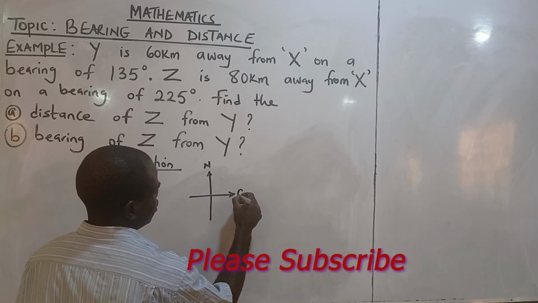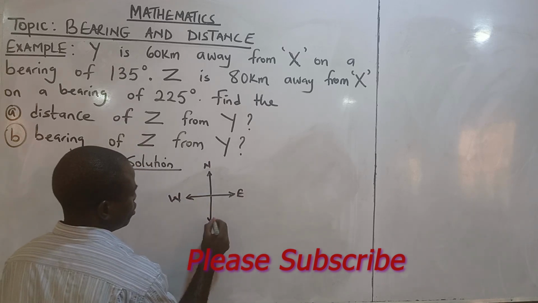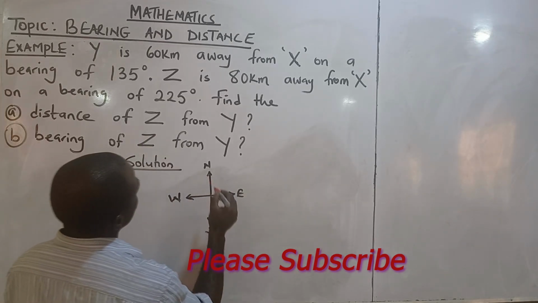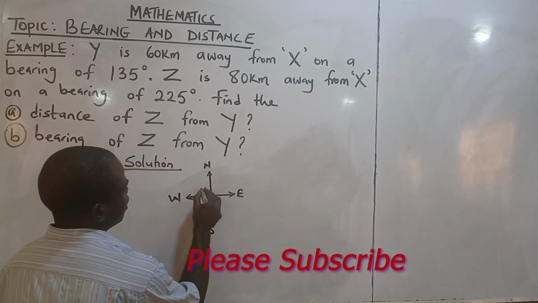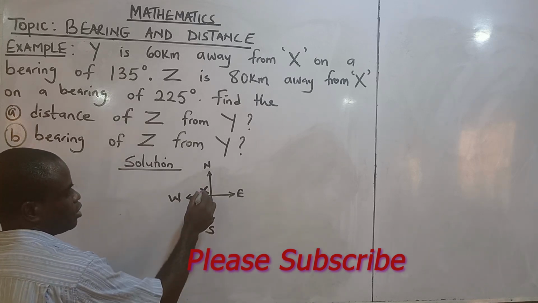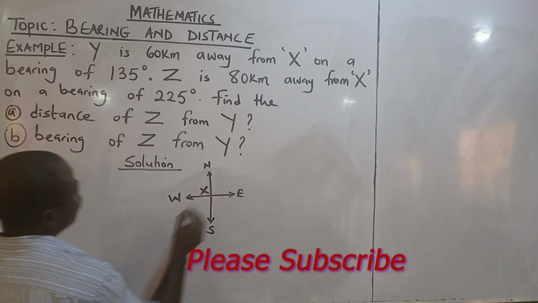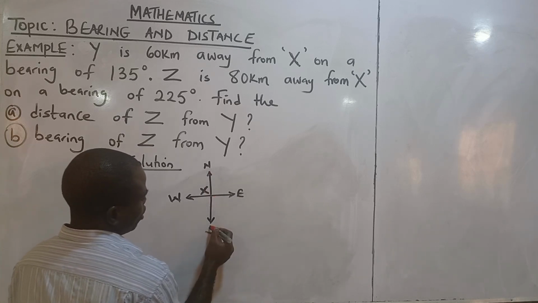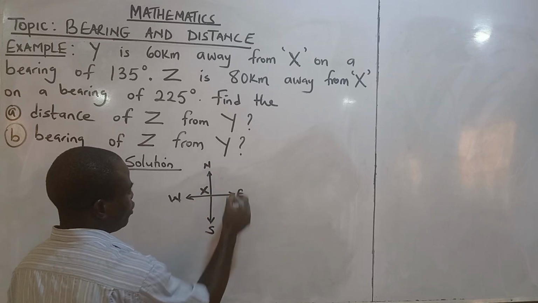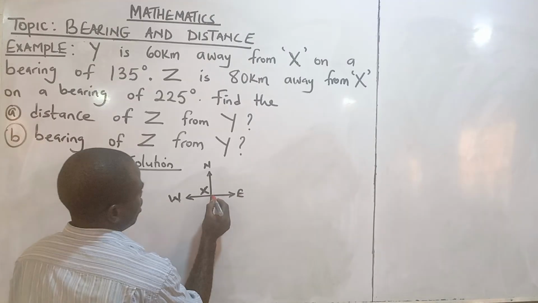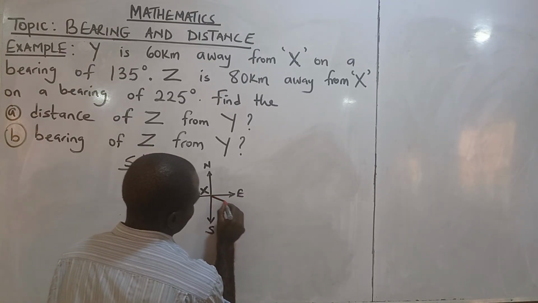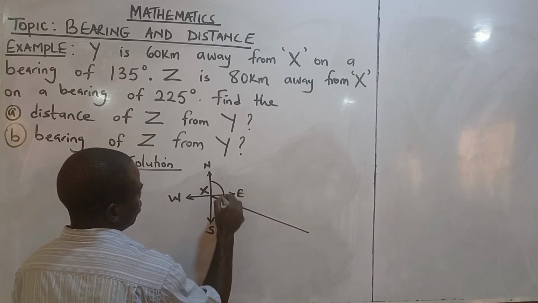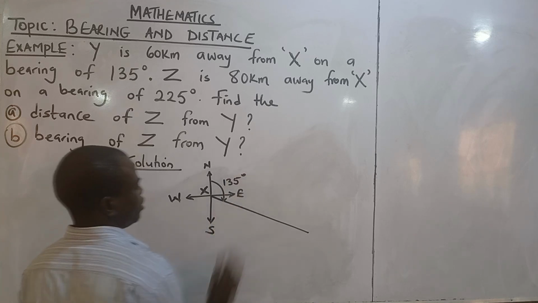North, east, west, south. And we are told that y is 60 kilometers away from x. This is our x, taking the source from x, and a bearing of 135 degrees. If from north to east is 90 and from east to south is 90, the total from north to south is 180. Our 135 will be on this side, and put your angle 135 degrees.